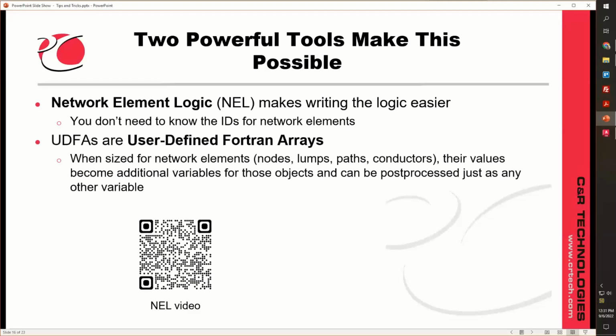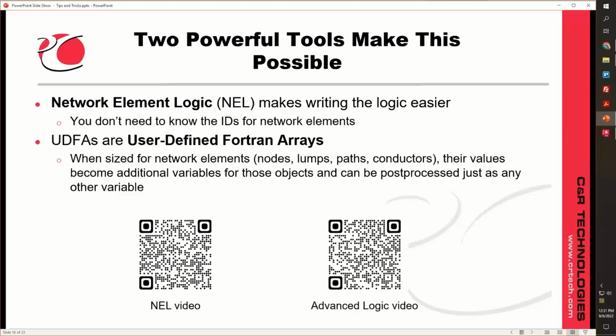UDFAs, or user-defined Fortran arrays, can be sized to network elements such as nodes, lumps, paths, and conductors, and their values become additional variables for those objects. So you can post-process them just as you do any other variable. We're going to put these things together to create a lump variable for, say, heat transfer coefficient. If you need to learn more about logic and advanced logic usage, we have a video for that as well. We recommend that you watch the network element logic video first before watching the advanced logic.